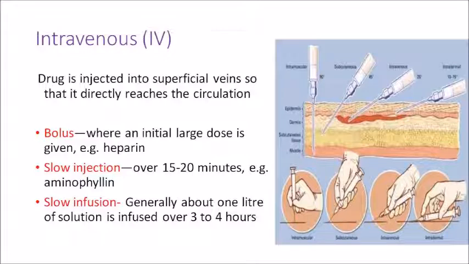By three ways we can give intravenous injection: bolus, slow injection and slow infusion. Bolus means when an initial large dose of the drug is required, we give a bolus injection. For example, heparin. Slow injection means the drug is injected slowly over 15 to 20 minutes. For example, antibiotic injections like aminophylline. And slow infusion is a large amount of the drug, usually about 1 liter, infused over 3 to 4 hours. The glucose drips and all we receive is a slow infusion technique.